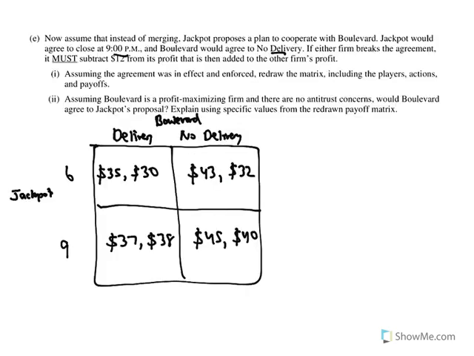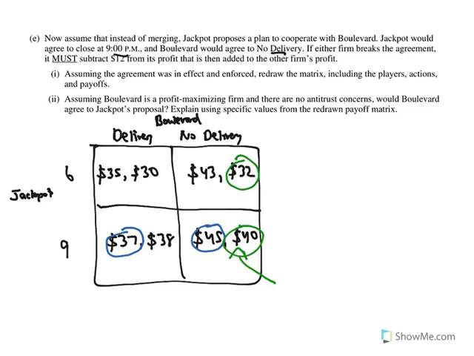So basically what we need to do is re-find the new Nash equilibrium. So let's go ahead and do that again. So if I'm Jackpot and Boulevard does delivery, I either get 35 or 37. I want 37. And if Boulevard does no delivery, I get 43 or 45. I'd rather take 45. And you'll notice the circles are in different places. If I'm Boulevard and Jackpot does 6, I get 30 or 32. I'd rather have 32. And then 40 is better than 38. And look, a new Nash equilibrium. And so Boulevard's new profit in the Nash is 40.